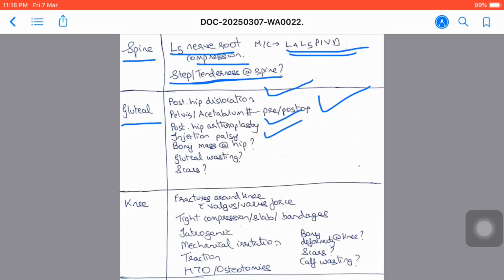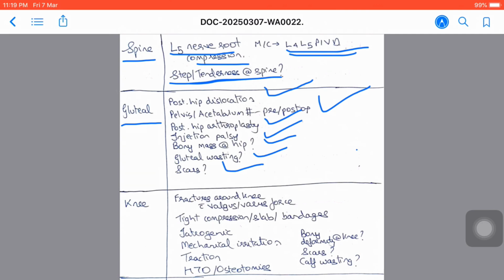So what do you look for when you are suspecting a pathology at the gluteal region? You look for a bony mass at the posterior aspect of the hip. Additionally, you look for gluteal wasting and you look for scars around the hip, operative or injury trauma scars.